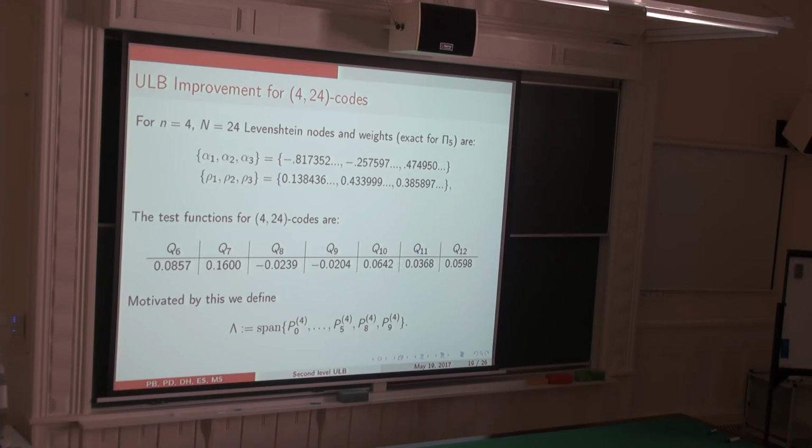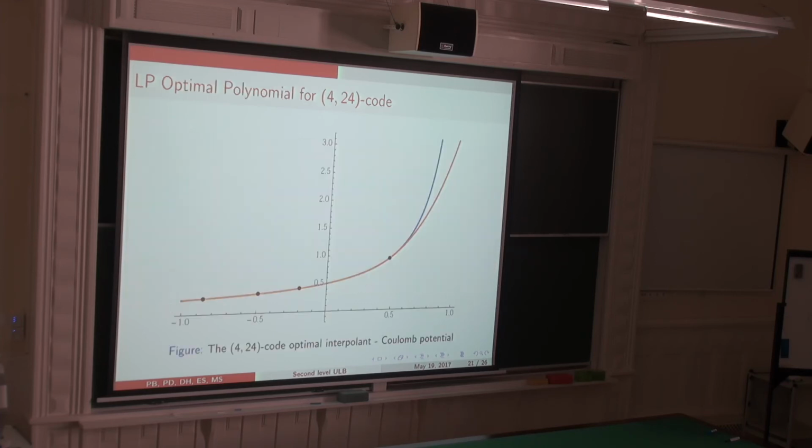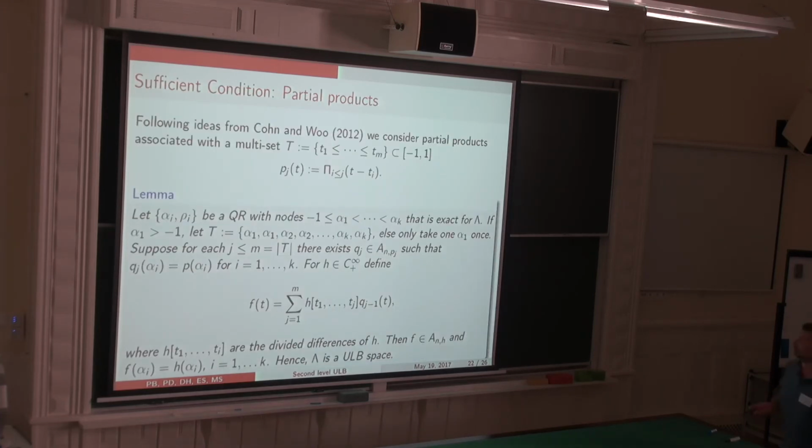All right? And in that subspace, we're able to determine a quadrature. These are the nodes, these are the weights, and it ends up then that all the other test functions are positive. So this is really that series that I wrote. The optimal guy is a combination of these polynomials. All right? And Levenshtein and Babenko arrived at these nodes just from the context of maximal codes, so maximizing the minimal distance. All right? The 600 cell is the next step.